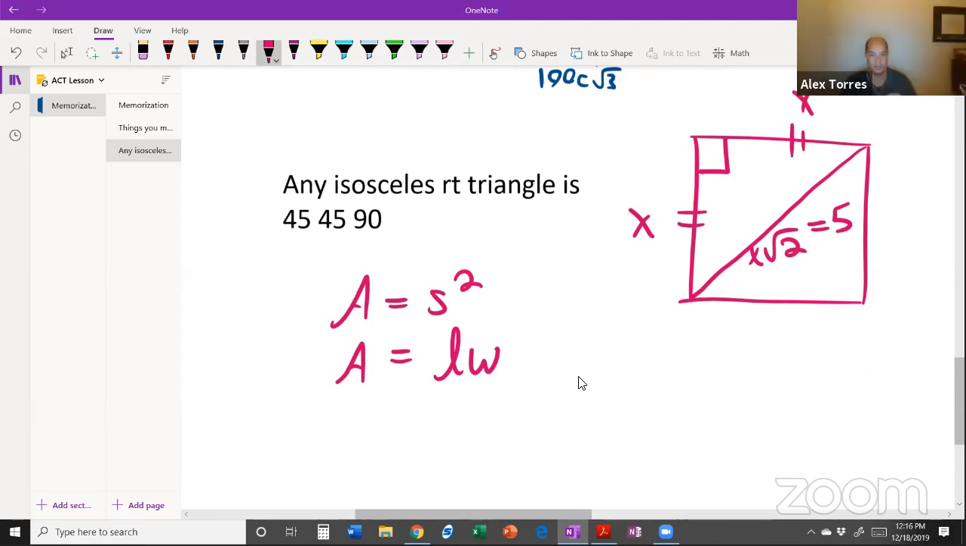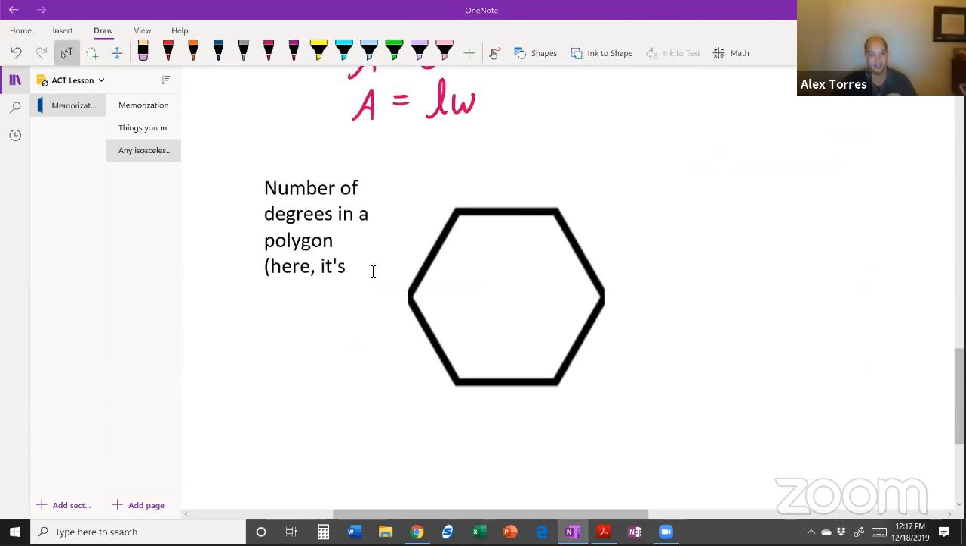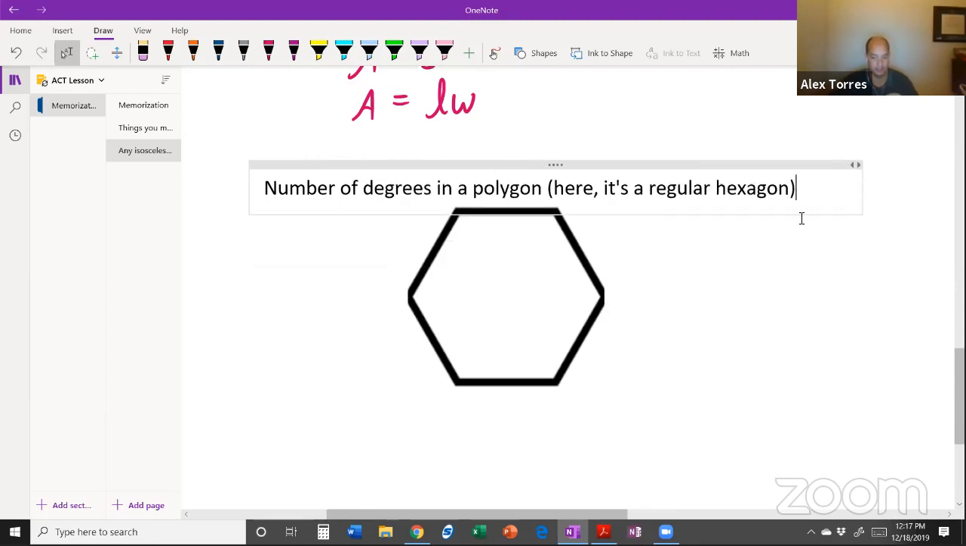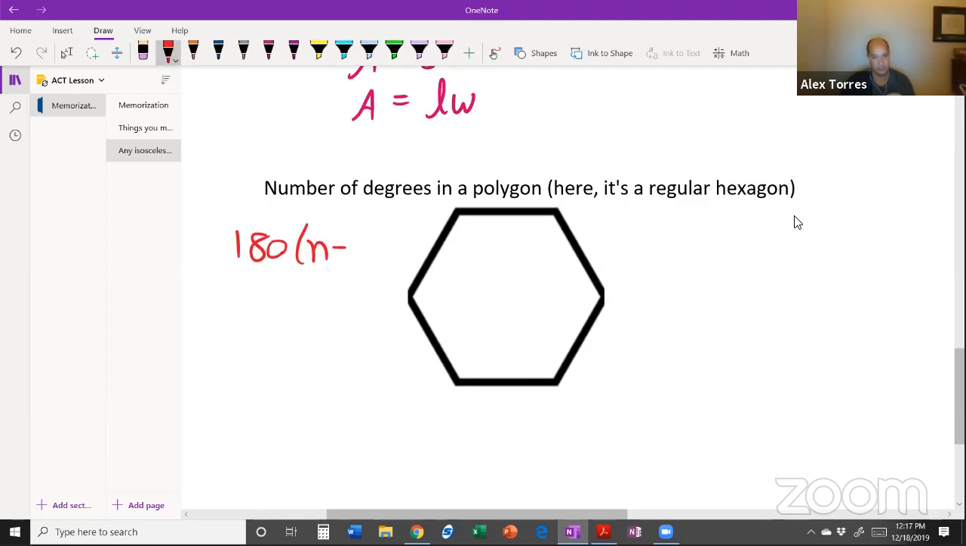So moving on, we are dealing with the number of degrees in a polygon, which is another one. Here, the shape we're being given is a regular hexagon. The formula for the number of degrees in a polygon is going to be 180(n minus 2). Another super important formula. These are all super important. But here for a hexagon, the n is the number of sides, so n would be 6. So 180 times 6 minus 2, right?